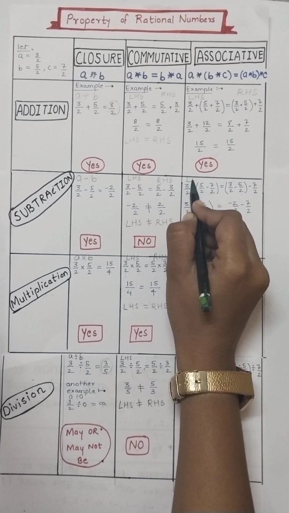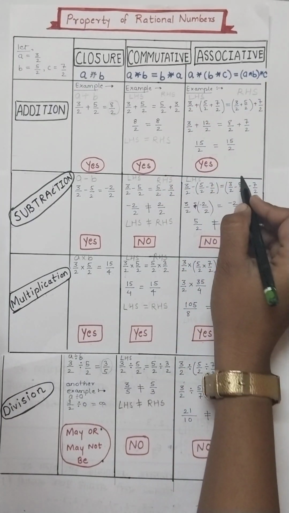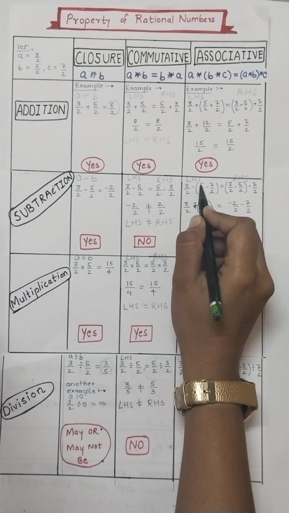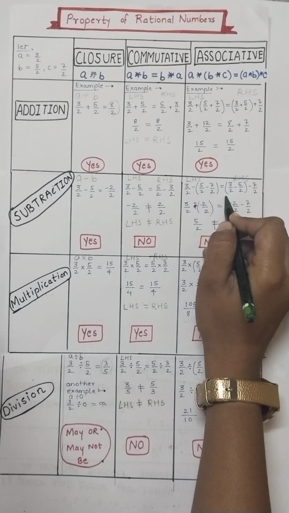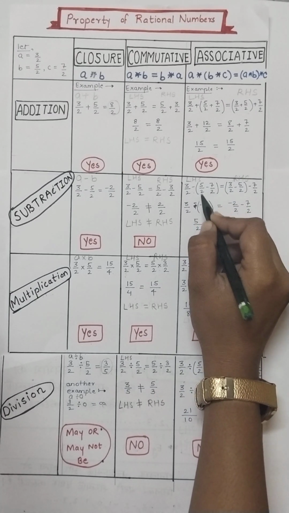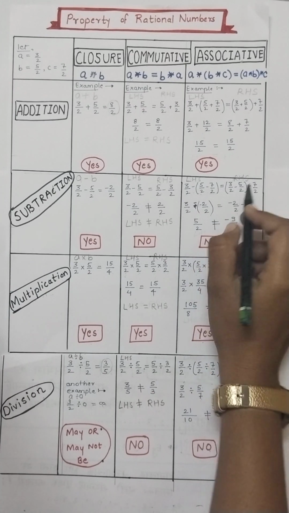This becomes our LHS. This part will become our RHS. Putting values, so 3 by 2 minus, in the bracket, 5 by 2 minus 7 by 2. So first we'll solve this bracket quantity. So it becomes minus 2 by 2. So minus minus again becomes plus, and we solve, we get 5 by 2.